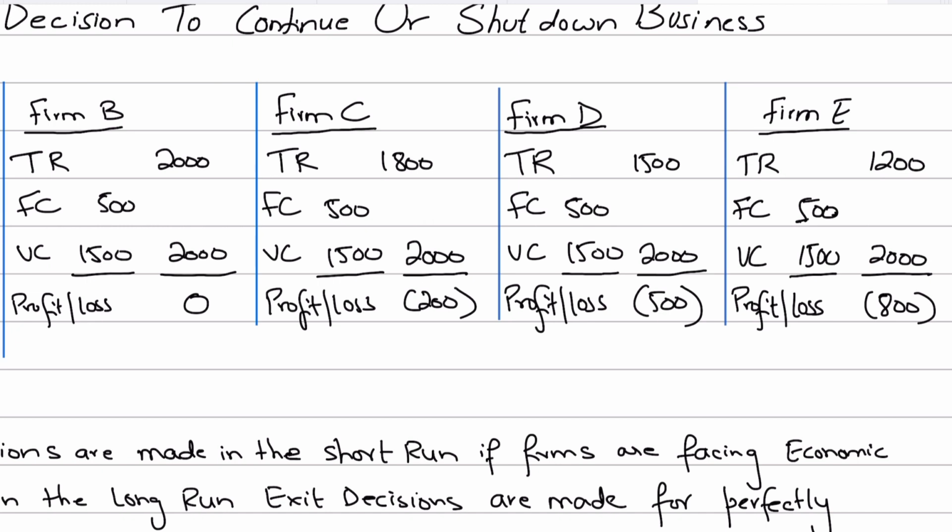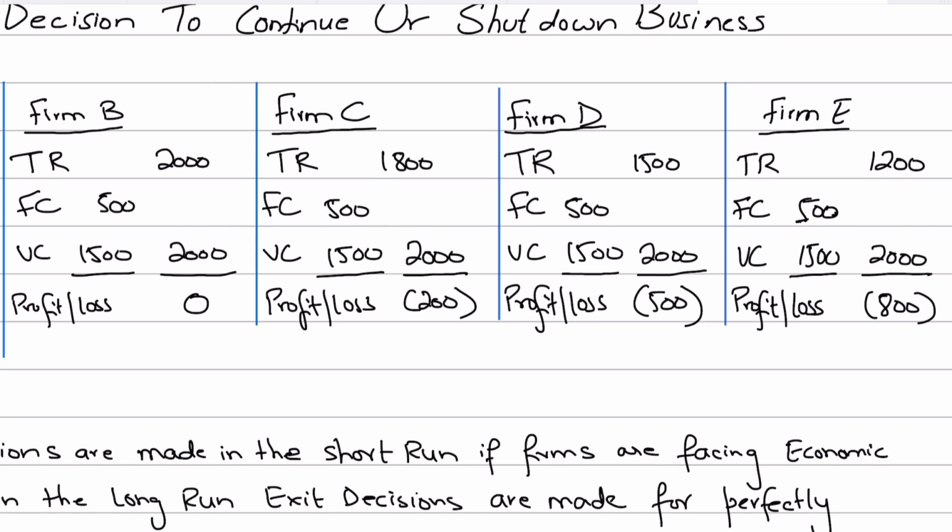Now, before we see how these firms will decide whether they are supposed to continue the operations or whether they are supposed to shut down the operations, on basis of what will they decide? What is the factor that will force them to shut down, or what is that point where they will decide now it's better to shut down? So what are the factors they will consider while deciding to shut down or not?